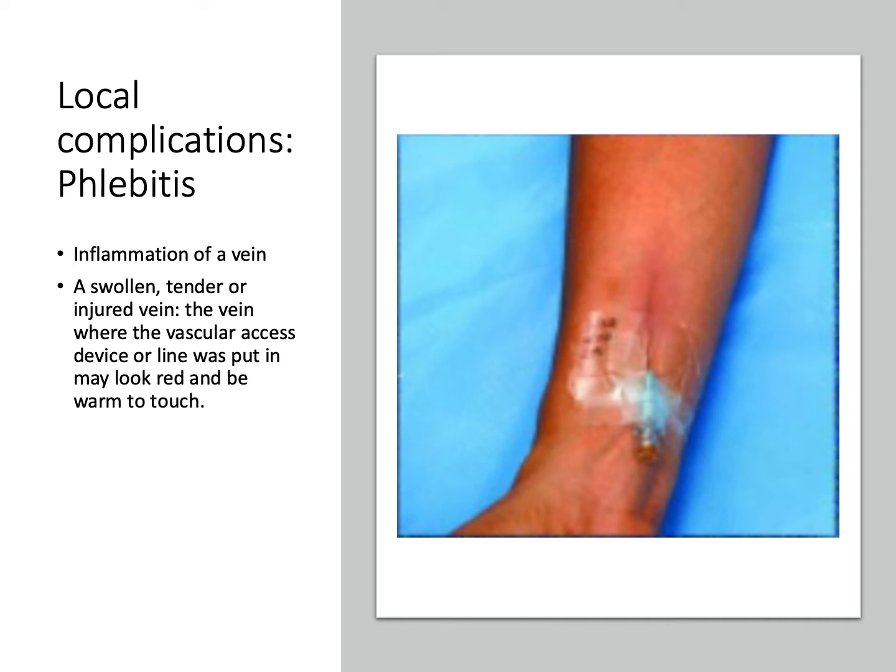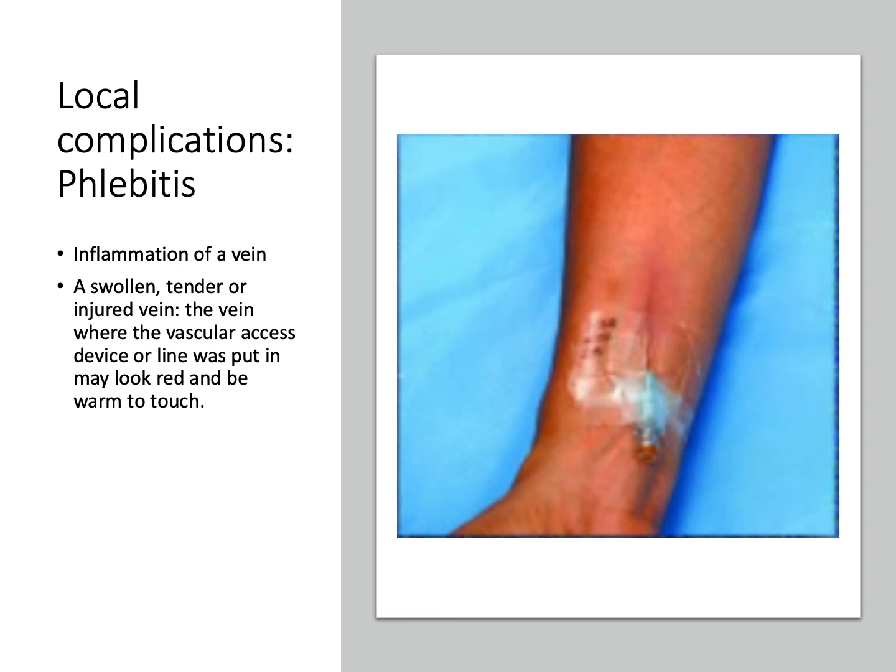Phlebitis can also occur as a result of trauma to the vein during the insertion. It could be because you're using an inappropriate size of catheter for the size of the vein. So you always need to look at the catheter that you're putting in and the approximate size of the vein and make sure it's going to be adequate to fit it. Or if we're using the same IV site for too long.